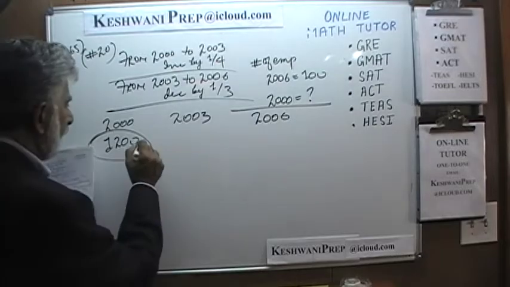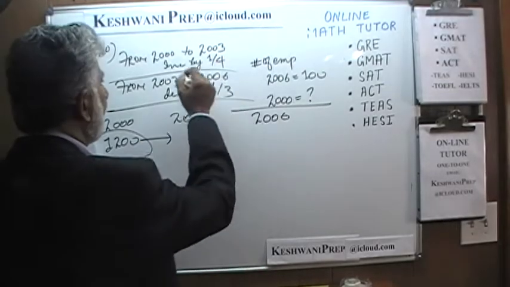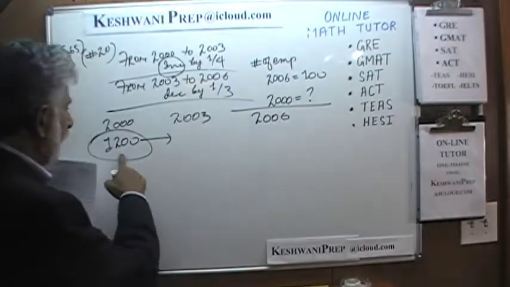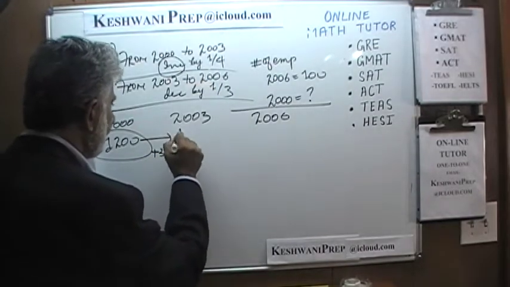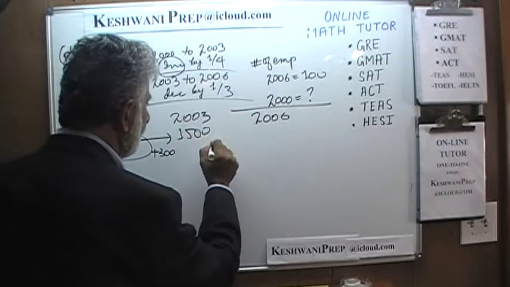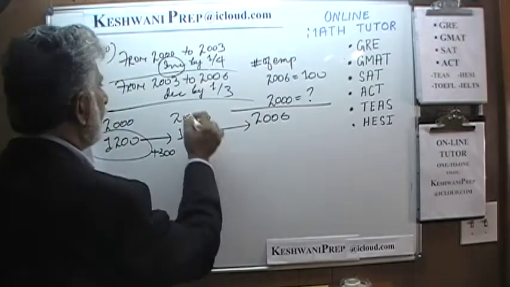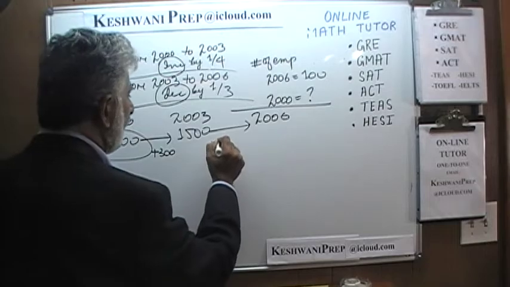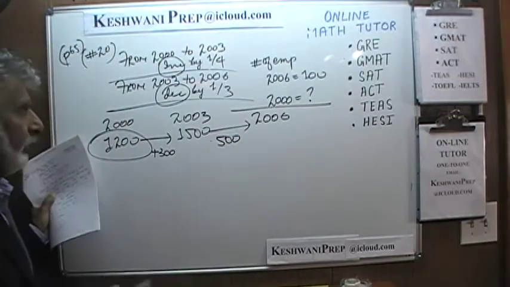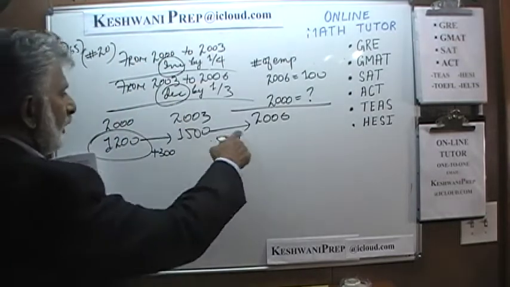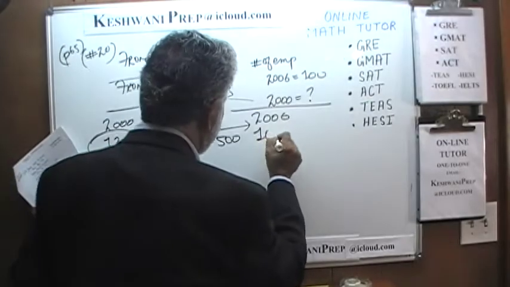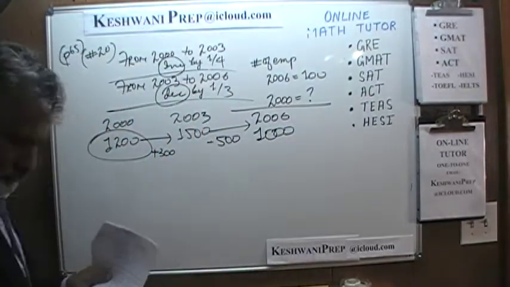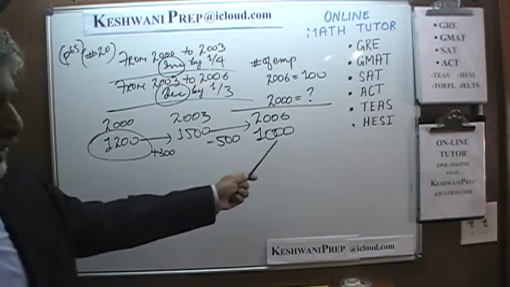And then what happens? It tells us that it increased by a quarter. A quarter of 1200 is 300. So it becomes 1500. What happens after that? It goes down by a third. A third of 1500 is 500. So it's going to become 1000. Now it's just a fluke that it's 1000.